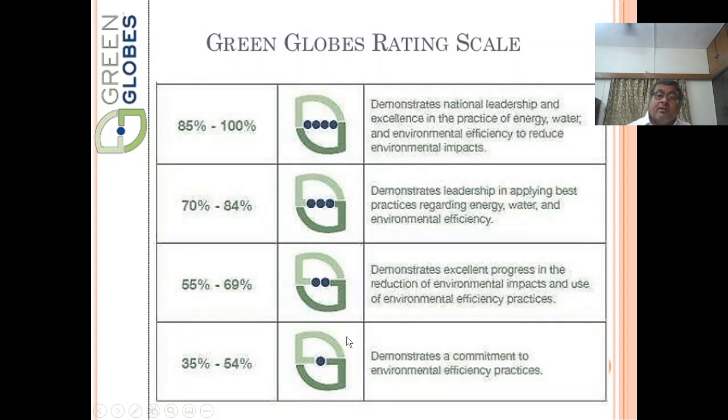Now Green Globe rating 85 to 100% demonstrates national leadership and excellence in practice of energy, water and environment efficiency, to reduce environmental impact. 70% to 84% demonstrates leadership in applying best practices regarding energy, water and environmental efficiency. 55 to 69% demonstrates excellent progress in reduction of environmental impacts and use of environmental efficiency practices. 35% to 54% demonstrates a commitment to environmental efficiency practices.